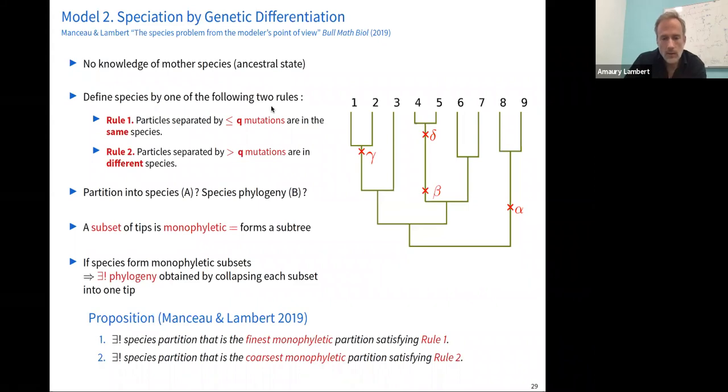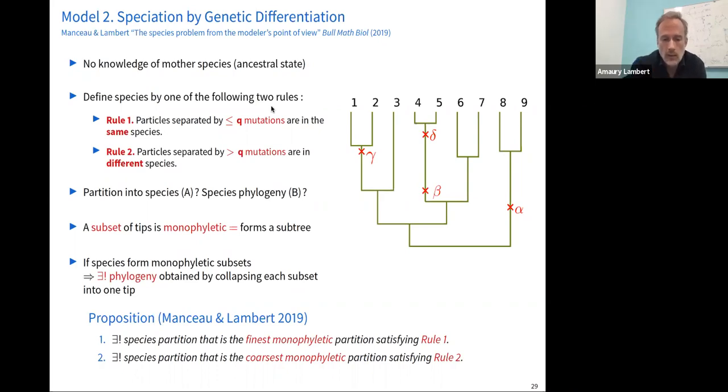Now, a nice situation happens when each subset of tips in your partition is monophyletic. What does it mean? Monophyletic means that it forms a subtree. So it includes all the descendants from their most recent common ancestor in the genealogy. It's not difficult to see that each species forms a monophyletic subset. Then there is a unique phylogeny that can be consistent with the genealogy, and that's obtained by collapsing each subset of your partition into one single tip in the phylogeny.